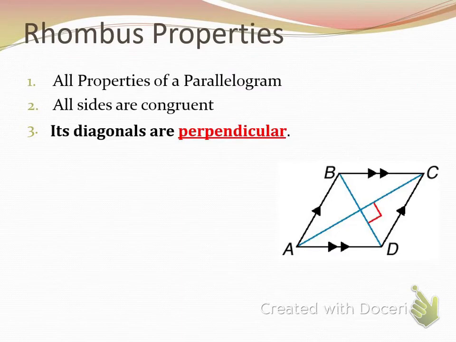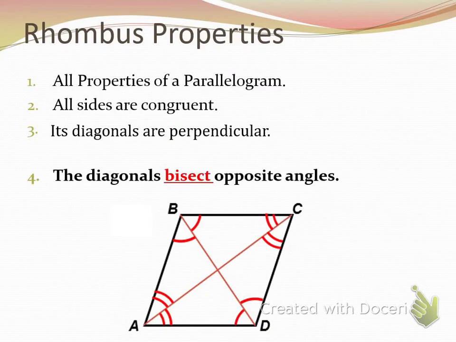The fourth one is that the diagonals bisect opposite angles. The diagonals bisect opposite angles. Diagonals bisect opposite angles. So I think you're given an angle in the bottom picture, the number 61. I think it's here. Am I right? Okay. So in a rhombus and a square, that's it.